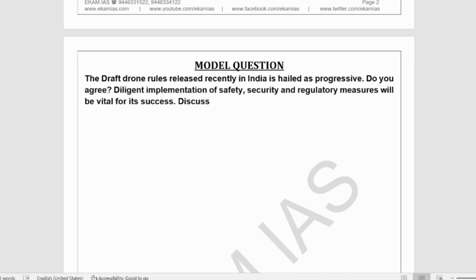We now move on to discuss the model question with respect to the topic that we have been discussing so far. The model question for your practice is: the draft drone rules released recently in India are hailed as progressive. Do you agree? Diligent implementation of safety, security and regulatory measures will be vital for its success. Discuss.